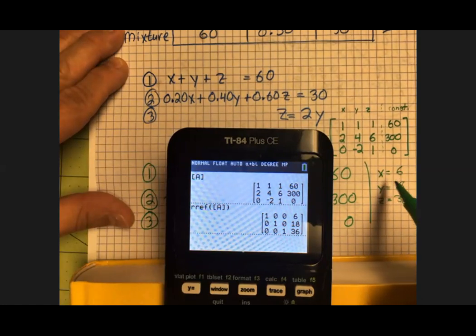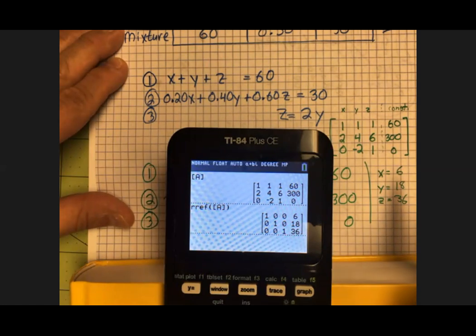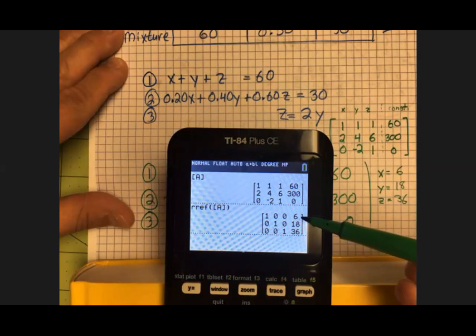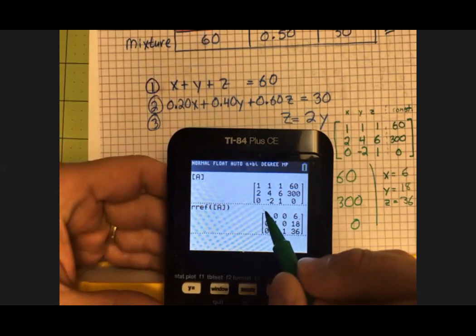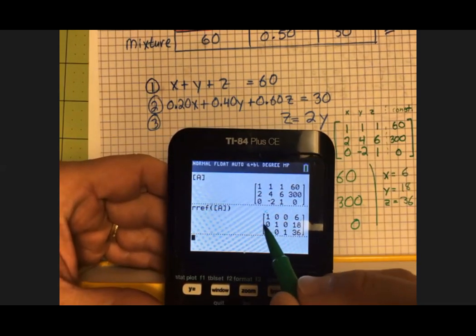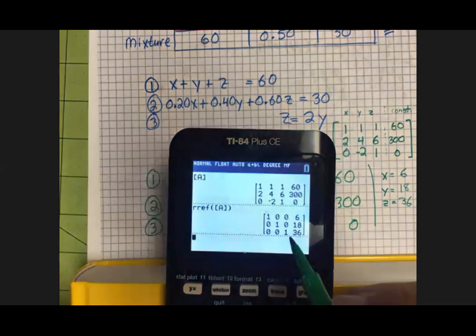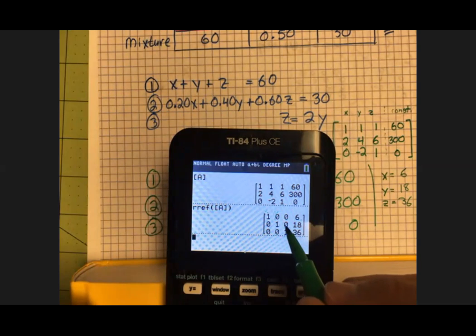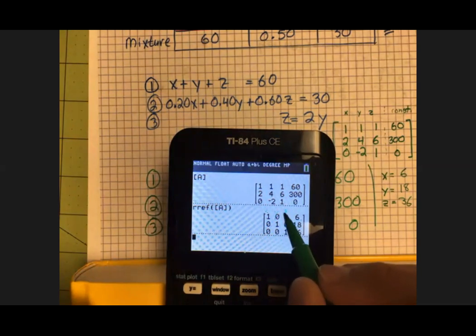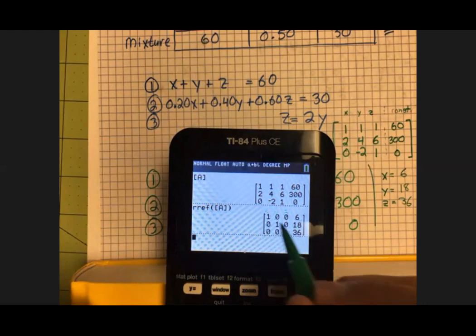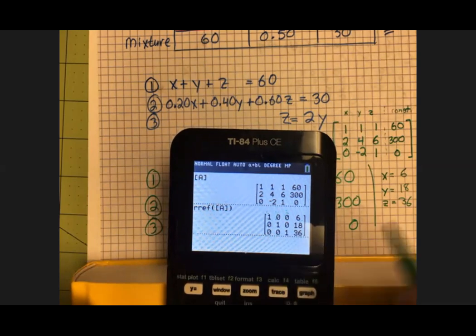So just for everybody's benefit, I'll make sure everybody's on the same page. How did you know that those were the X, Y, Z? And you're right, but it's funny that even when you're right about something, it's hard to explain it to someone. But how did you know that the six was the X? Because this column, this first column, was the X column, and that one represents one X. And this is the second column, that's the Y column. That one represents one Y. This is the Z column. That one represents one Z. So X is 6, Y is 18, Z is 36. That's how you read it.